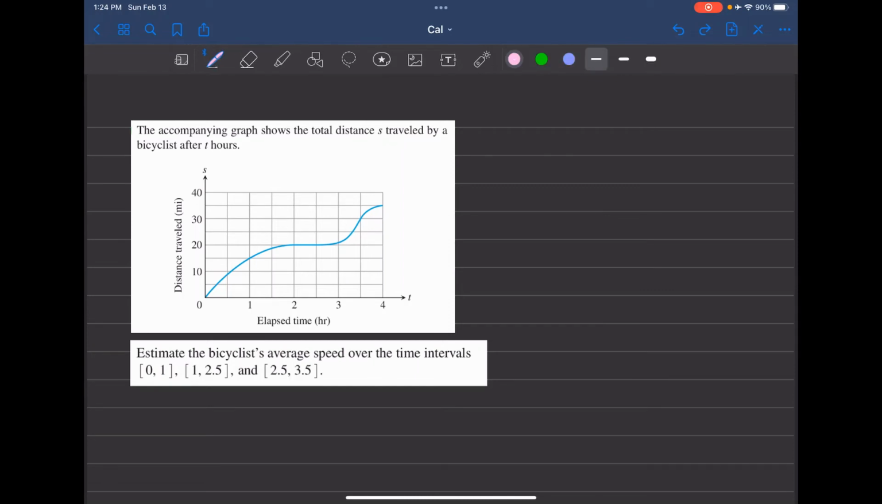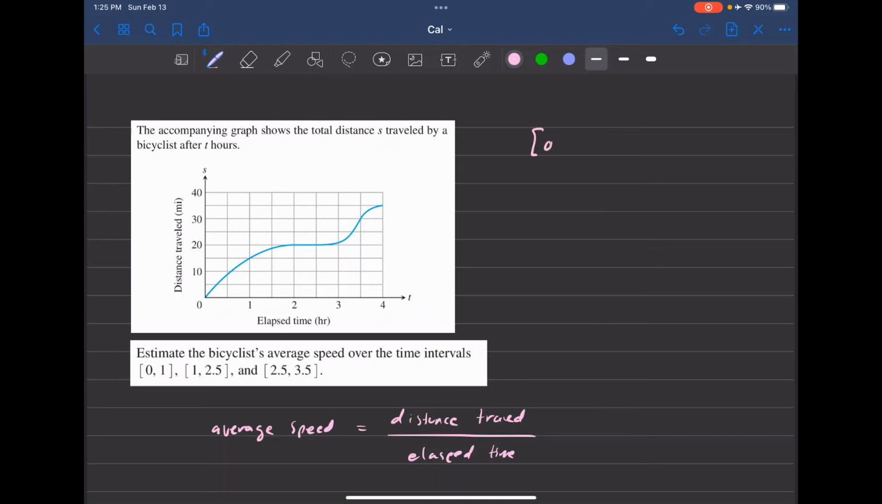We know the average speed is the distance traveled divided by elapsed time. So pretty much the change in y over change in x, just like we saw earlier with those two examples. So we want to find the average speed over this interval, 0 and 1. Again, you can call 0 your x1 and 1 your x2.